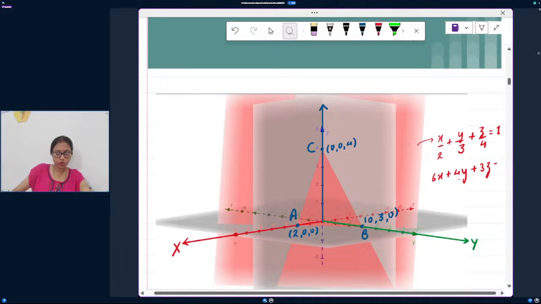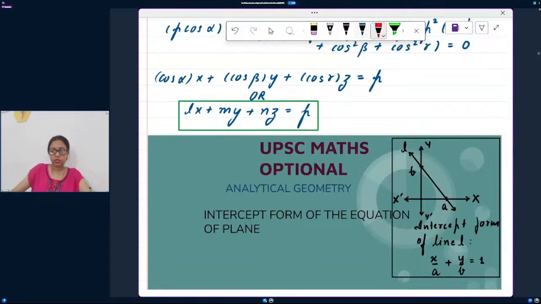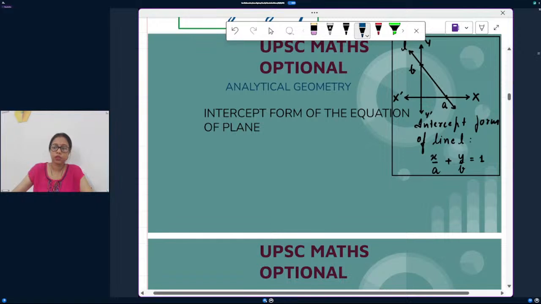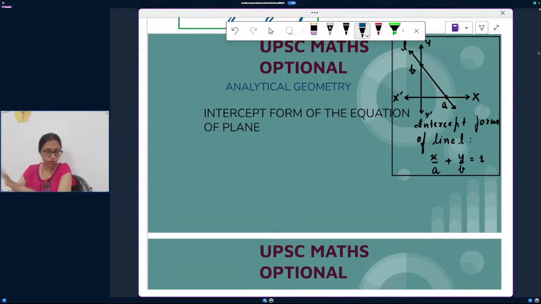And as you can see, it is of the form ax plus by plus cz plus d is equals to 0. Okay. So what is the intercept form? I will write the intercept form because you already know what it is. But you can find it out also from the concept that we have done.